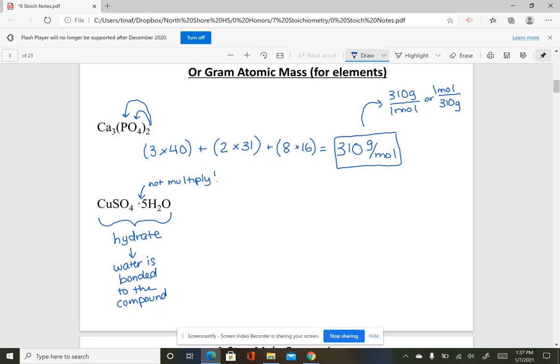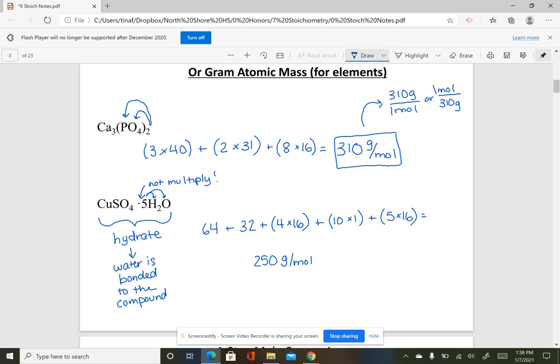So let's just look. Copper is 64, and there's 1 of them. Sulfur weighs 32, and there's 1 of them. Plus, I have 4 oxygens, each weighing 16, plus 5 waters. So guys, that 5 needs to get distributed to the hydrogens and the oxygens. So how many hydrogens do I have? I have 10, and each one weighs 1. And how many oxygens do I have? I have 5, and each weighs 16. Okay, so when you add this all up, you get the gram formula mass to be 250 grams per mole.